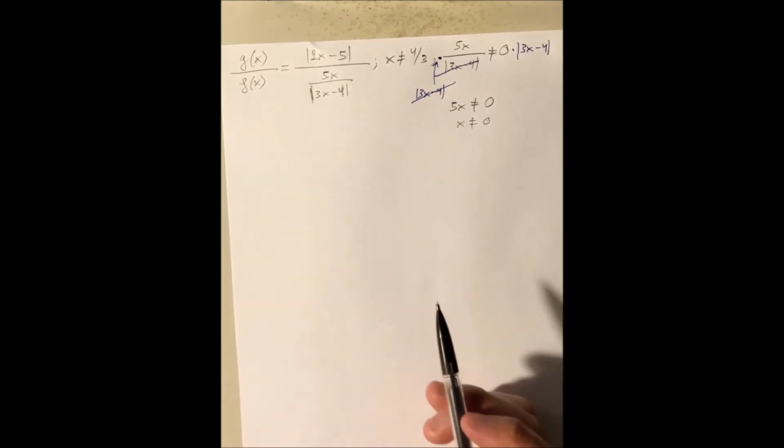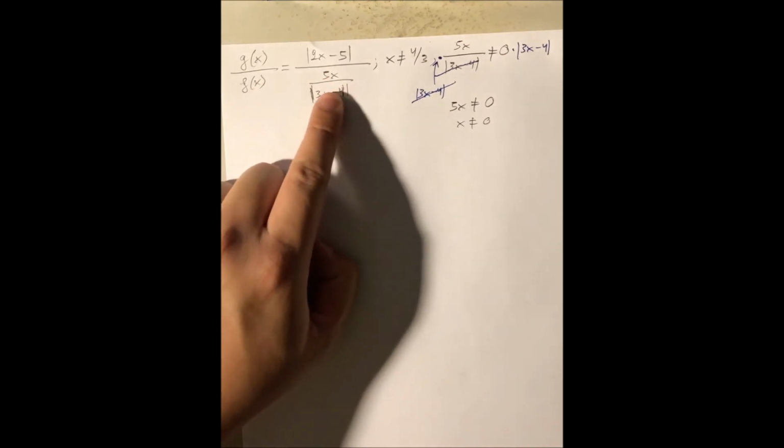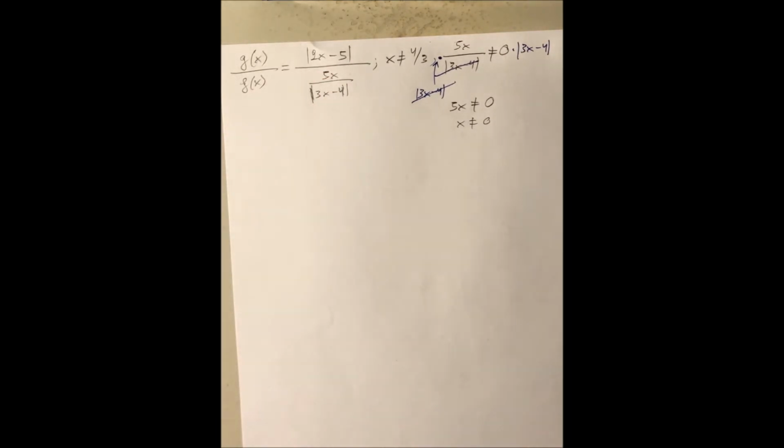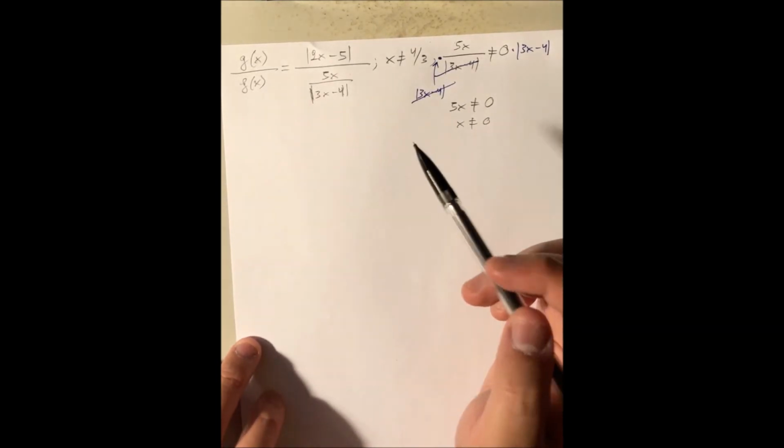So you see, that's why whenever we deal with rational functions, we want to make sure that we take a look at all the denominators, all the denominators on the outside and all of the ones inside as well, or the smaller one, I should say. So this step has a restriction of x cannot be equal to 0 and 4/3.